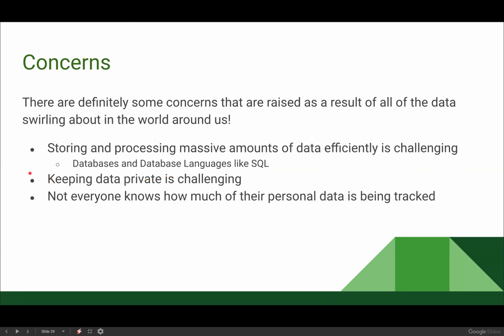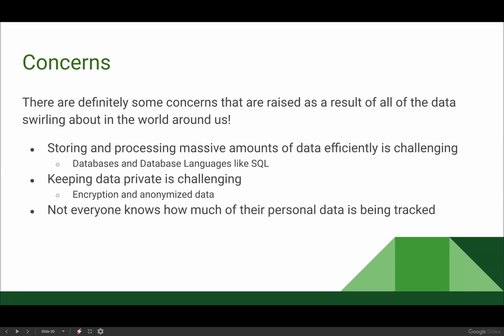Another concern is that keeping data private can be challenging, and that's why, like in the last unit, we talked about encryption. We want to make sure that any data that we are transmitting or even storing is encrypted so that if someone gains access to it, they can't actually read it. They can't glean any information from it because it's all scrambled up. And keeping data anonymized is also important because if data can't be tied to someone in particular, it's much harder to make any assumptions about any particular person.